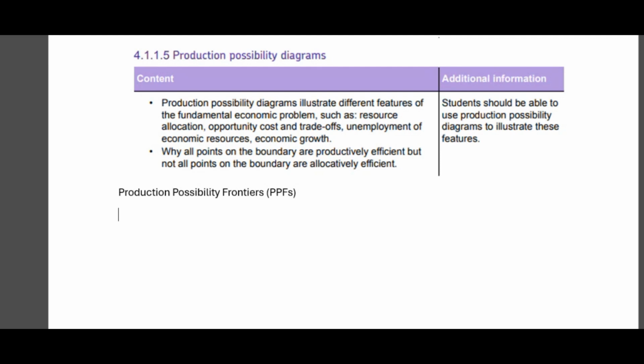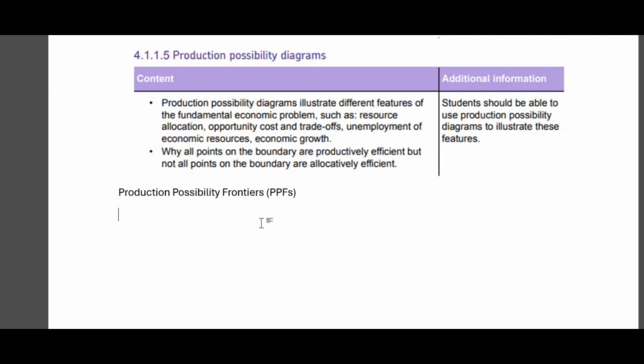PPFs basically show the maximum productive potential of an economy. They want us to be able to draw these. They want us to show resource allocation, opportunity cost on this, unemployment. We'll go through all of these.